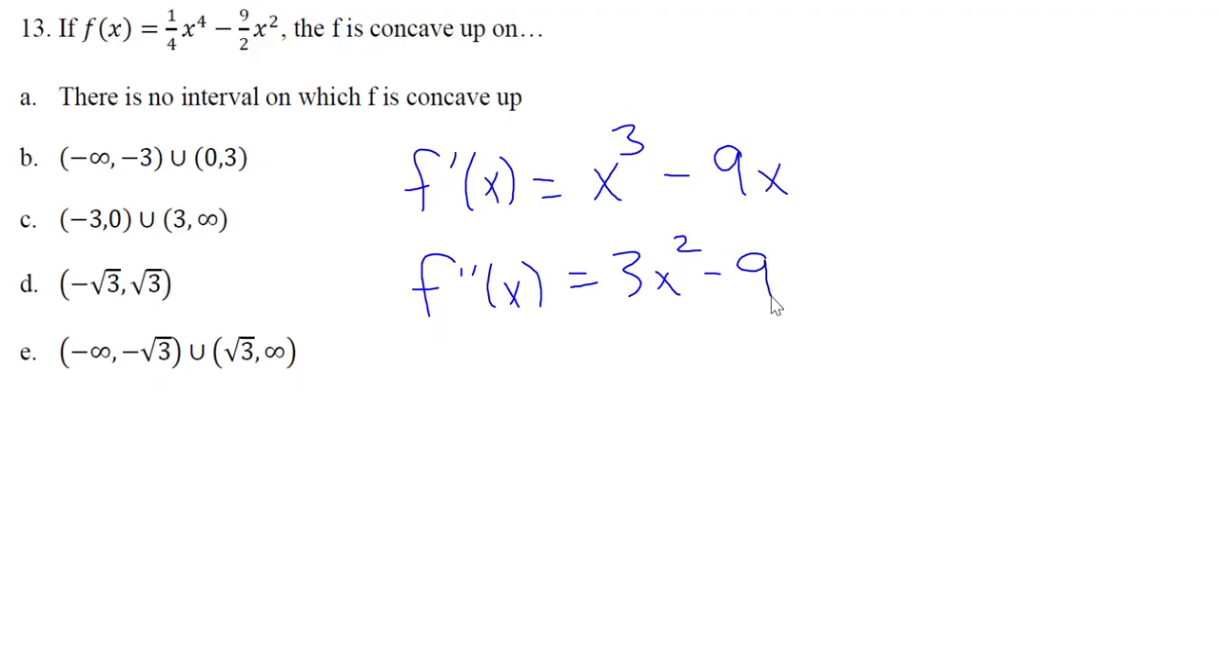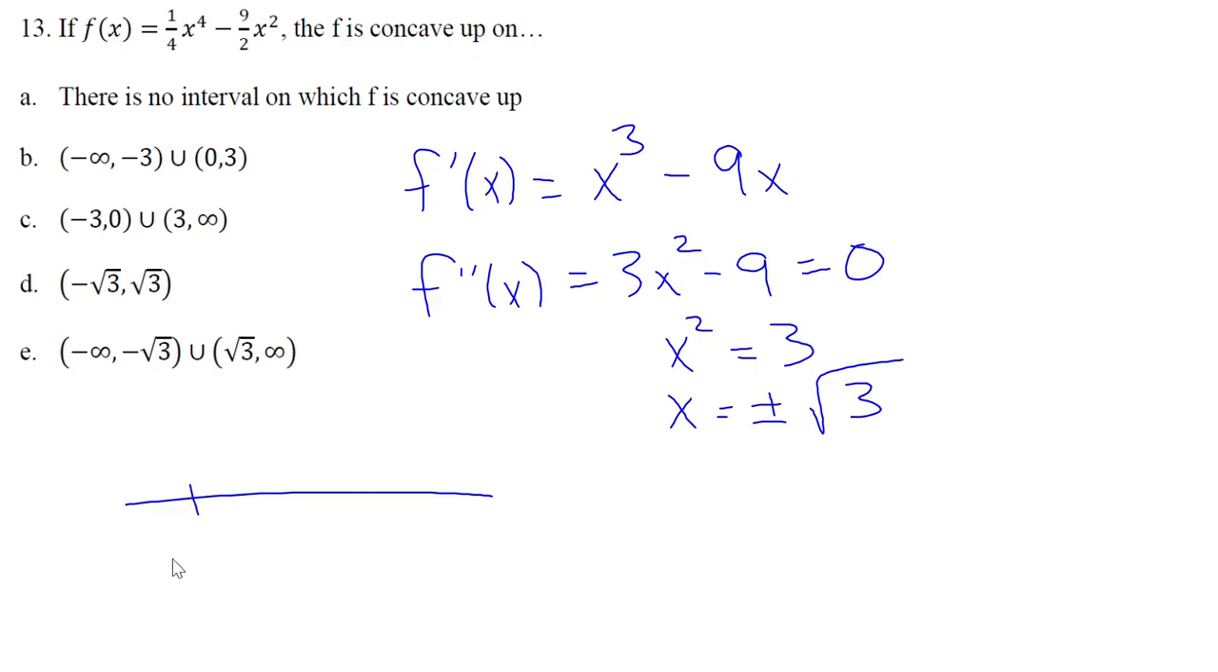So that's never undefined, but it does equal 0 when x squared equals 3. If you add 9 to both sides and then divide by 3, you get x squared equals 3, or x is equal to positive or negative root 3. So we'll make a sign chart for our second derivative with negative root 3 and positive root 3. And we'll test to see when that second derivative's values are positive, because that's what makes a function concave up. So if I plug in something between those, like 0, I get 0 minus 9, which is negative, which means that my function is concave down between negative root 3 and root 3.